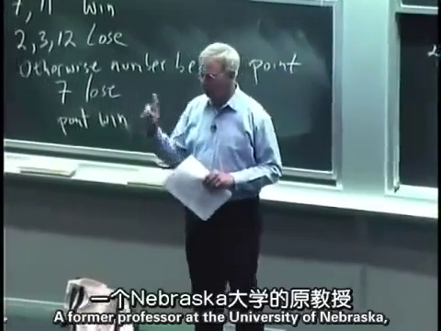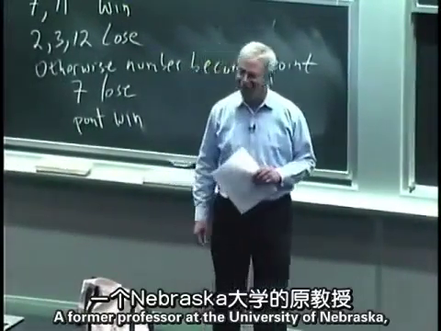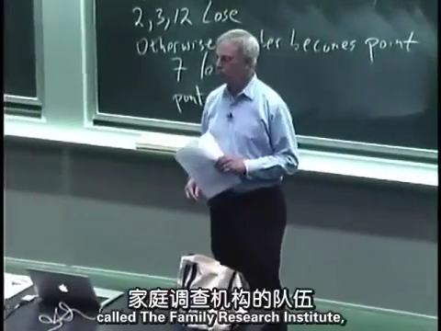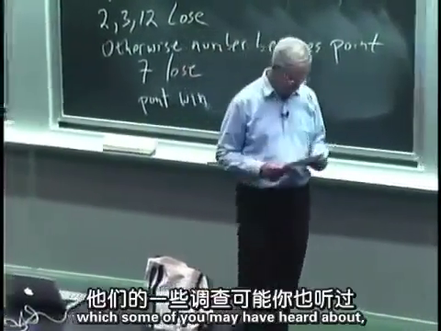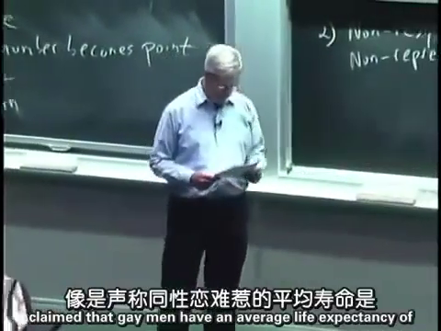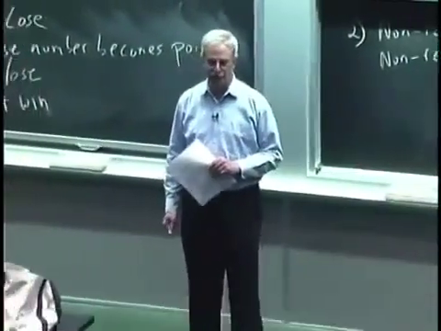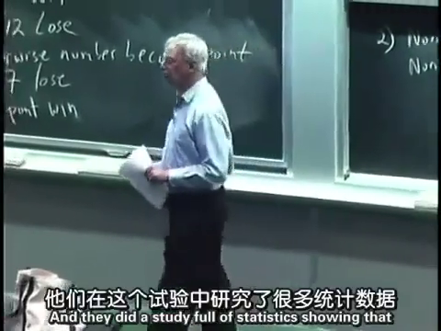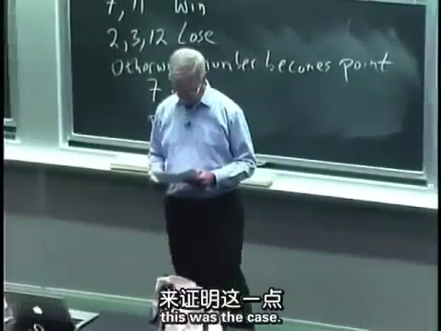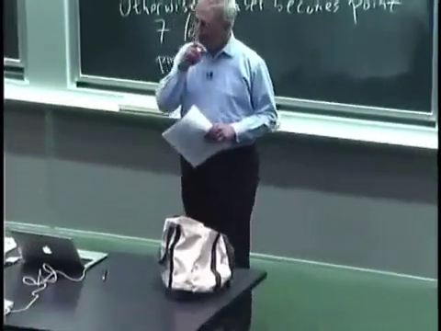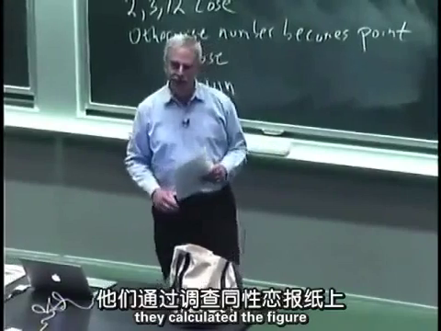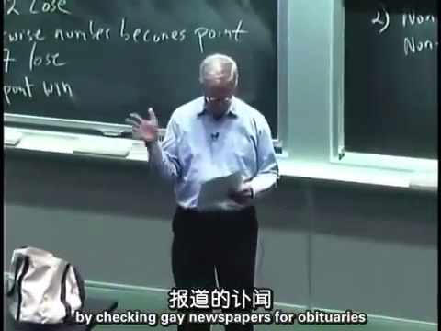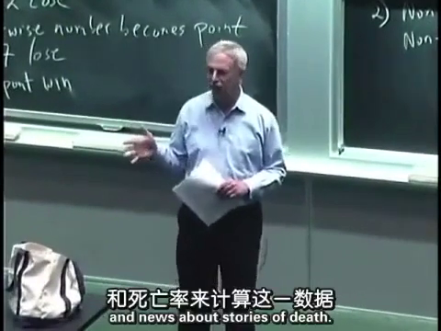A former professor at the University of Nebraska, who later headed a group called the Family Research Institute, which some of you may have heard about, claimed that gay men have an average life expectancy of 43 years. And they did a study full of statistics showing that this was the case. And the key was they calculated the figure by checking gay newspapers for obituaries and news about stories of death.